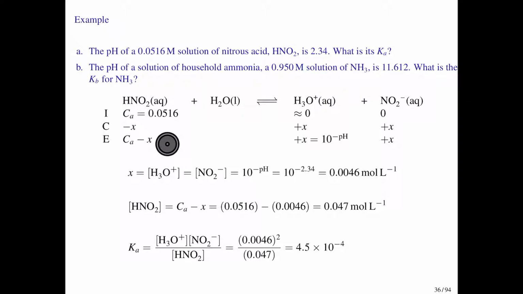So this first line here, what I'm doing is I'm calculating the value of X from the pH. You get this concentration. Then you take that value of X and substitute it into this expression for the equilibrium concentration of nitrous acid. And that gives you that value right there. You then take these two numbers, substitute them into the Ka expression for nitrous acid, and it gives you the value of Ka.